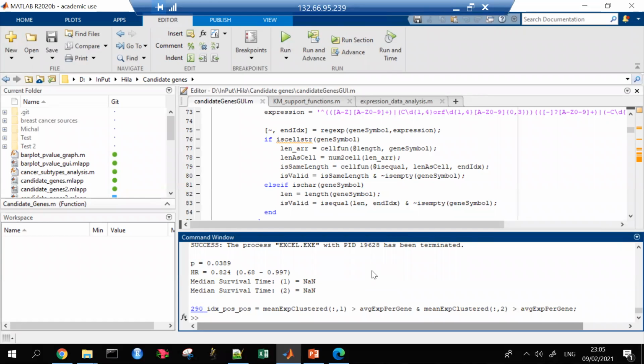Okay, so in this tutorial, I will teach you what the results of the gene expression calculation mean. In the previous tutorials, I have shown you how to enter the correct directory in order to run the GUI.